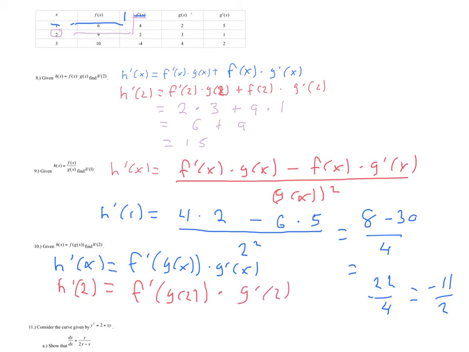And now we can go to the table. So g of 2, the value of g at 2, is 3. What is f prime at 3? F prime at 3 is negative 4. And then what is g prime at 2? 1. So we get negative 4.